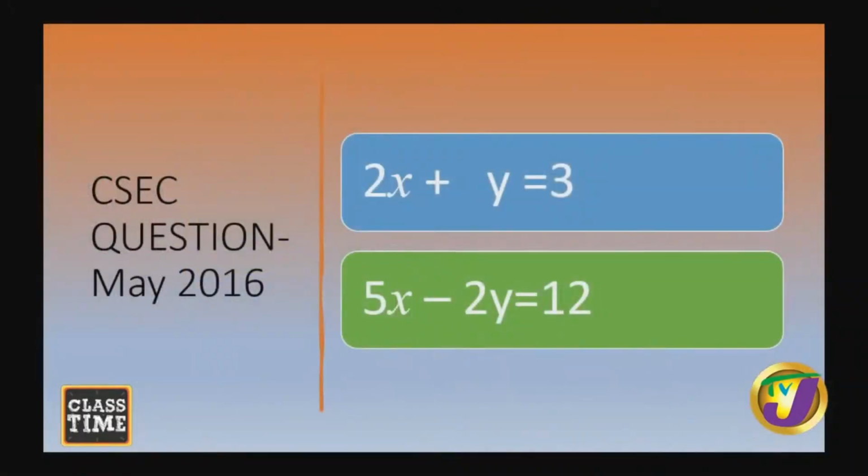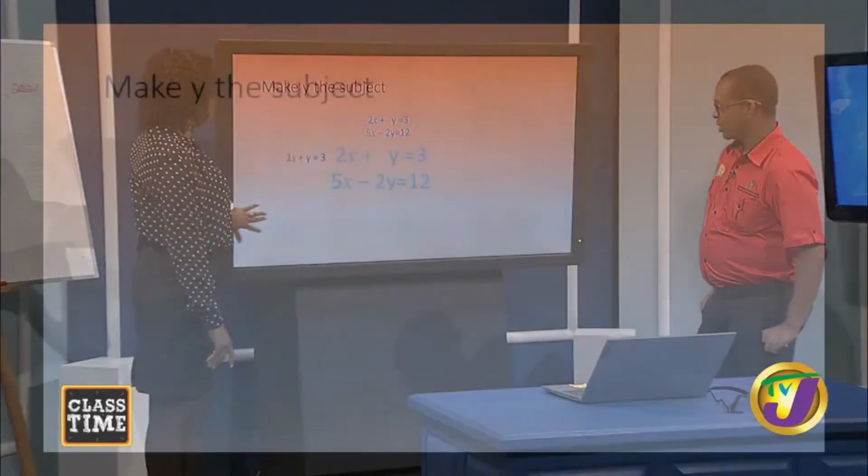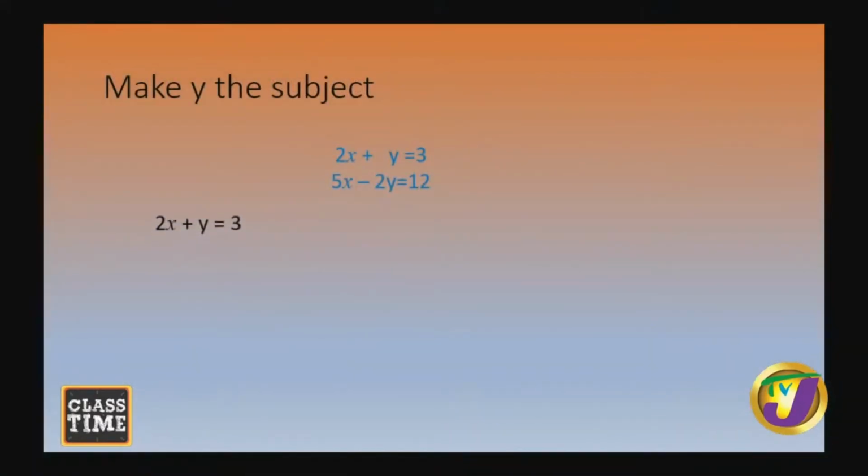So now we have these two, and the first step, remember, is to make y the subject. Let's do that quickly. Basically, what we want to do is subtract 2x from both sides. Subtracting 2x from both sides, we get y is equal to 3 minus 2x. And we just switch that around to put it in slope-intercept form.